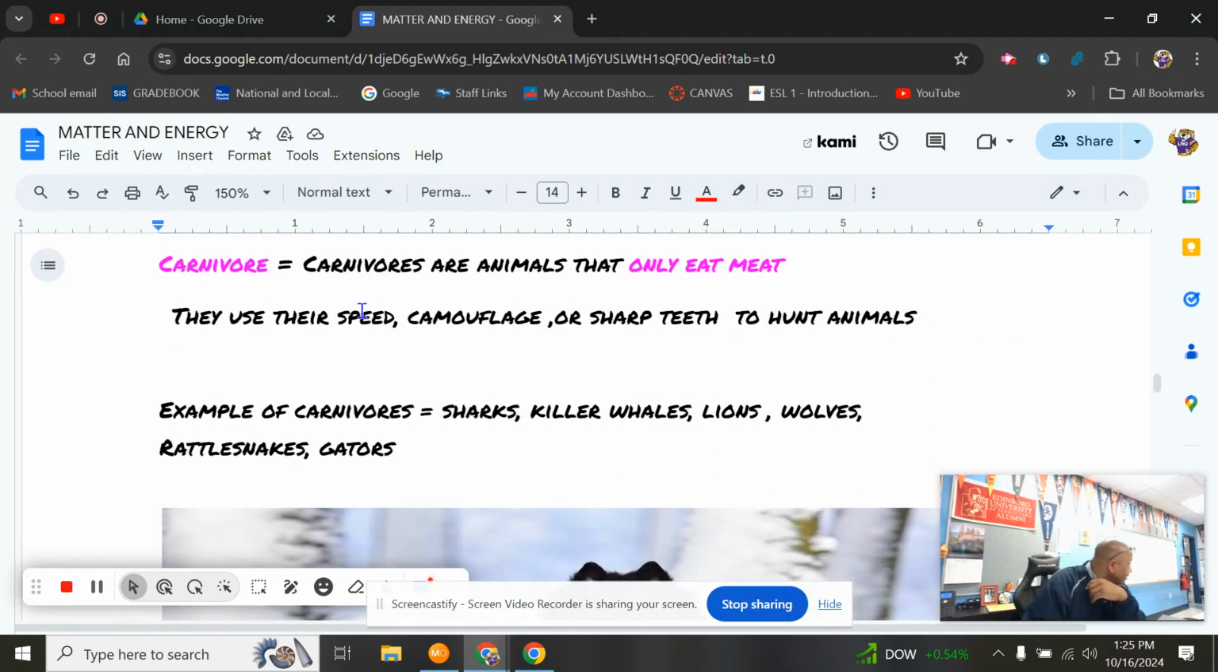Carnivores only eat meat. Examples of carnivores are sharks, killer whales, lions, wolves, rattlesnakes, and alligators. Make sure you know that. Carnivores only eat meat.